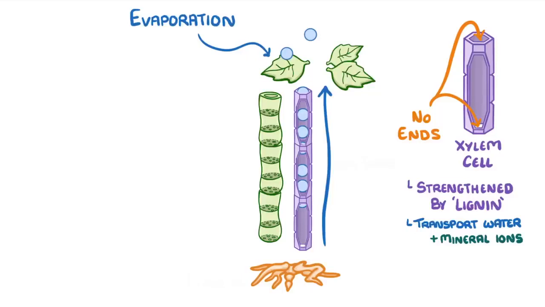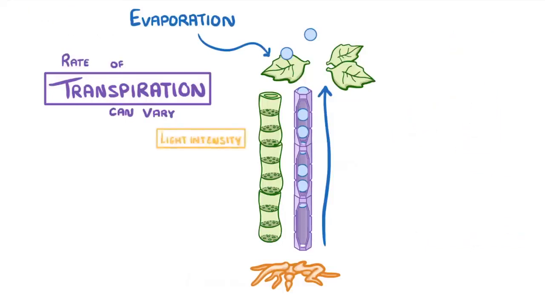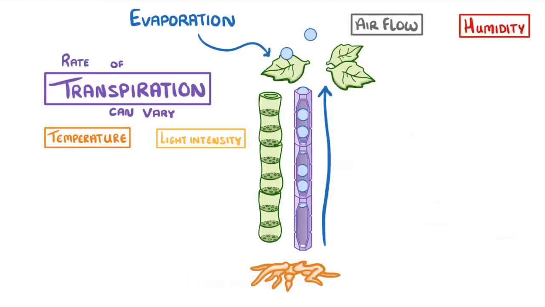Now, the terms that you need to use when you're discussing this stuff can be a bit unclear, but basically, we call the evaporation of water from the leaves transpiration, and the chain of water molecules is known as the transpiration stream. There's always going to be at least a little bit of transpiration taking place, but the rate of transpiration can vary a lot, and there are four main factors that influence this rate: light intensity, temperature, airflow, and humidity.